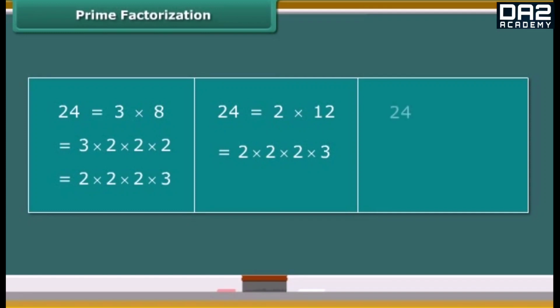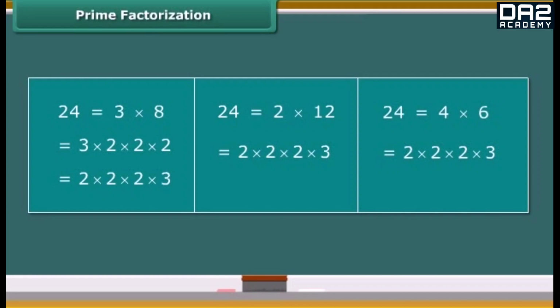One more way in which 24 can be written is 4 into 6. The factor 4 can be further factorized as 2 into 2. The factor 6 can be further factorized as 2 into 3. 24 can be again written as 2 into 2 into 2 into 3.